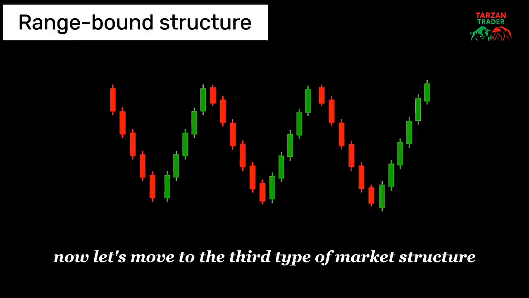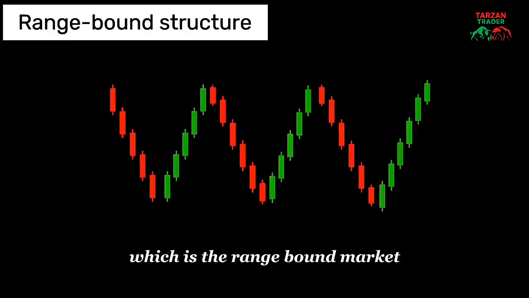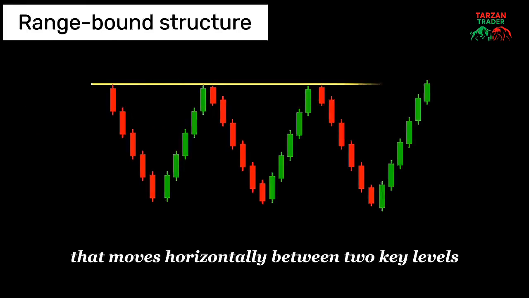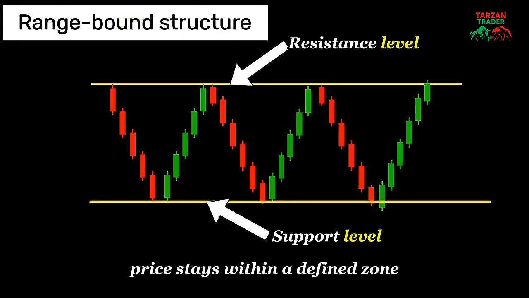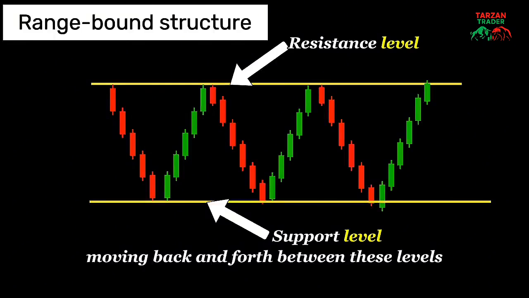Now let's move to the third type of market structure, which is the range-bound market. A range-bound market is a market that moves horizontally between 2 key levels, support and resistance. Instead of trending upward or downward, price stays within a defined zone, moving back and forth between these levels.